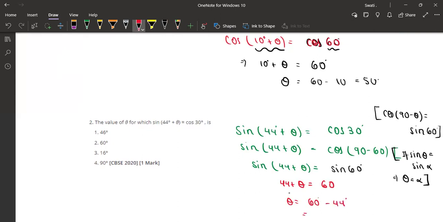And if you subtract this, of course, this is going to be 60 minus 44, that is 16 degrees, right? So the answer is 16 degrees, which is option 3. So yeah, that's the answer. Let's go to the next question now.